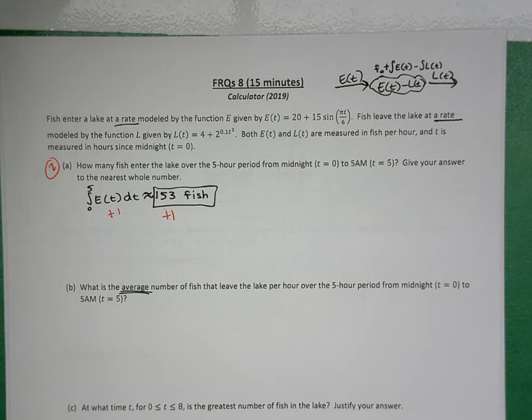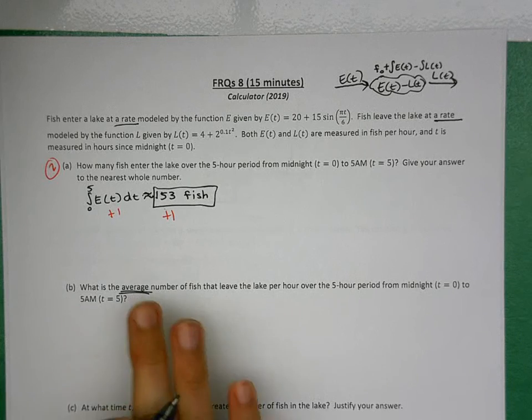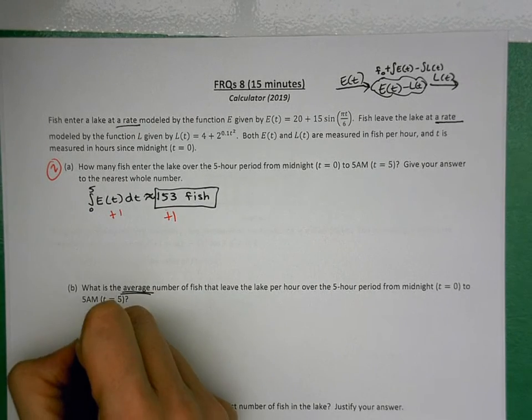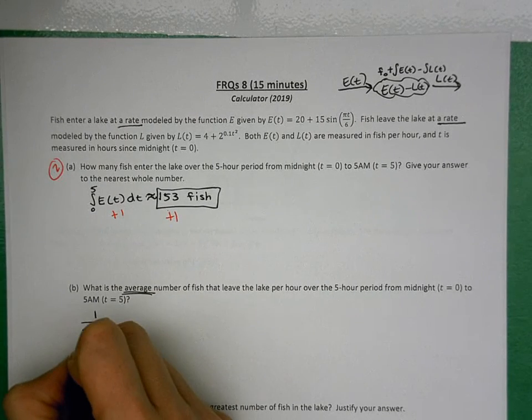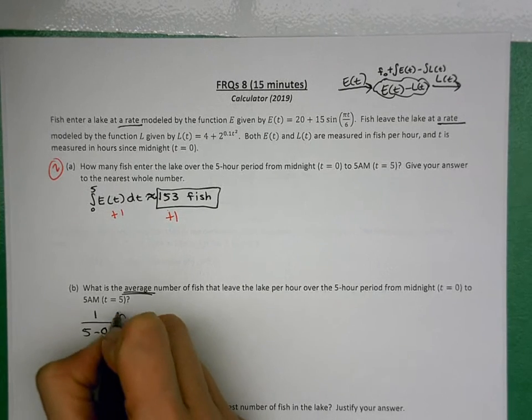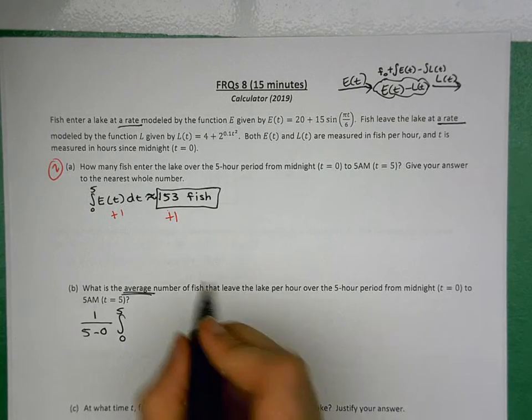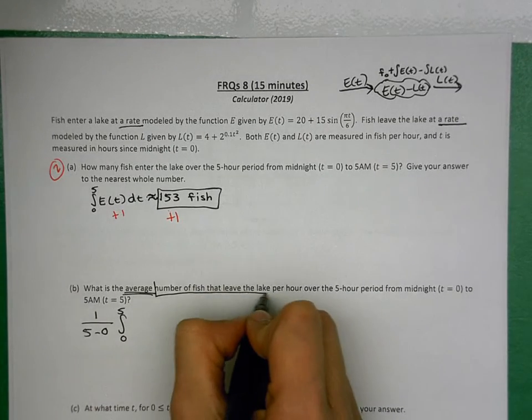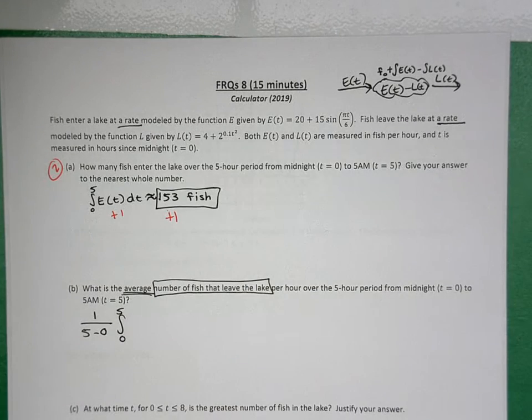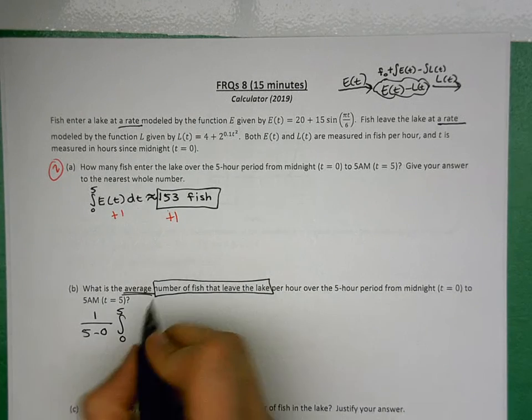And again, if there are questions, let me know. There are other ways I can say it, and so I just need to know if there's anything that you're still kind of getting hung up on. Okay, average is 1 over b minus a, 0 and 5, times the integral from a to b. Average what? Average number of fish that leave the lake. So what's that? Well, leaving the lake is L of t.